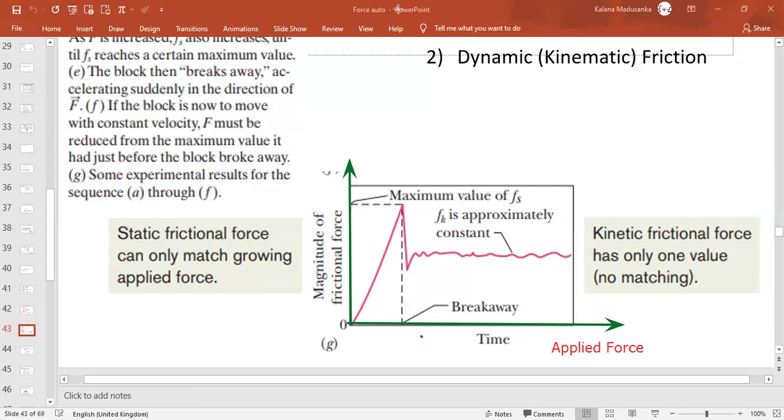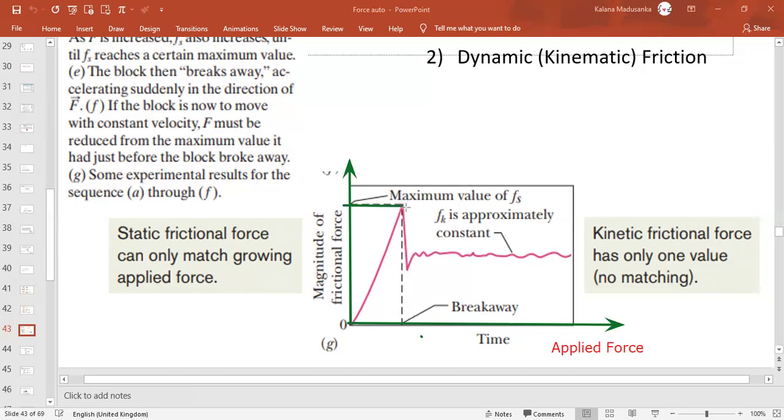Excuse me, sir. Isn't there a limiting frictional force in it? Yes, here you can see the limiting friction force, this point, the peak of this one.